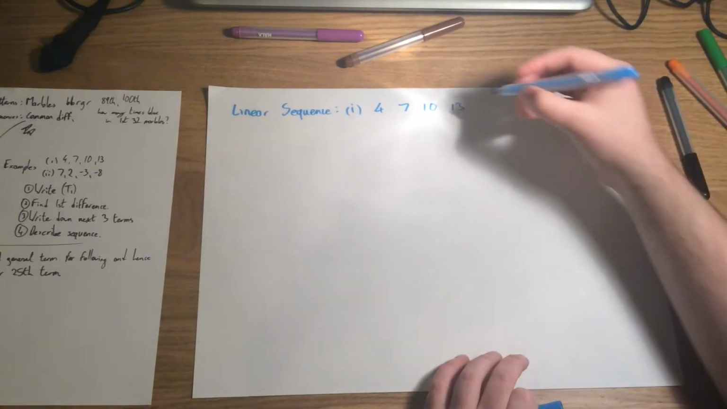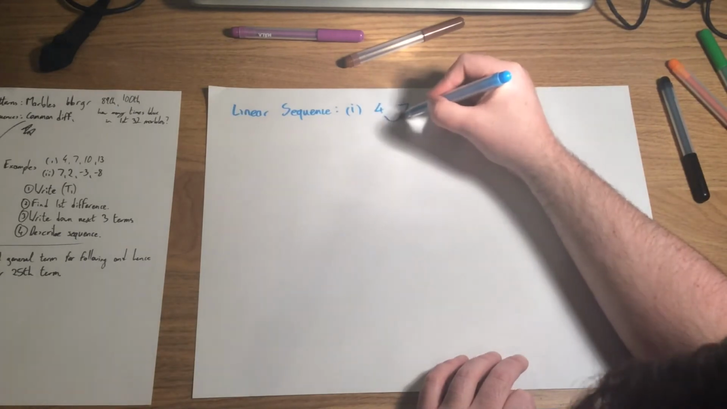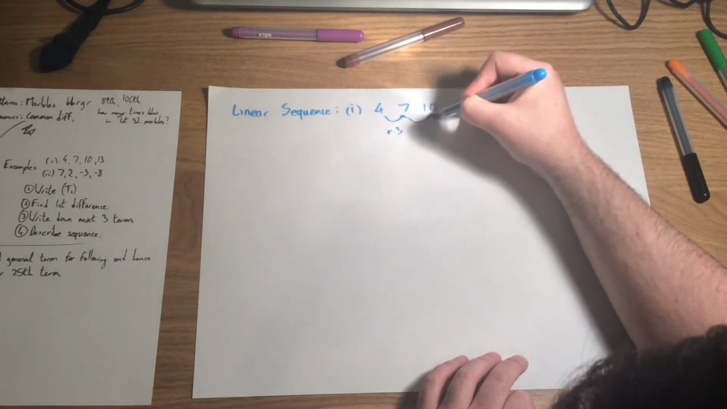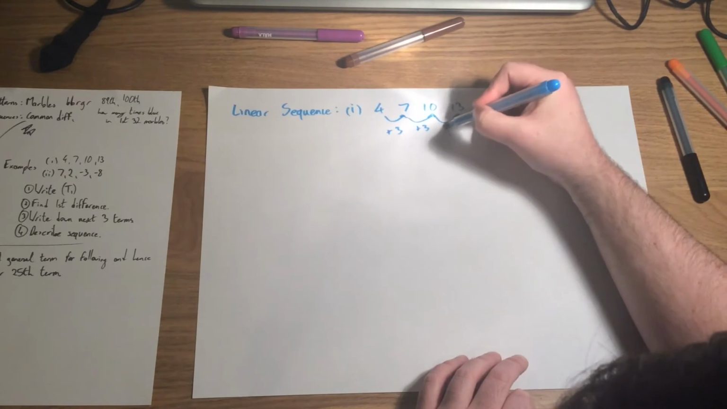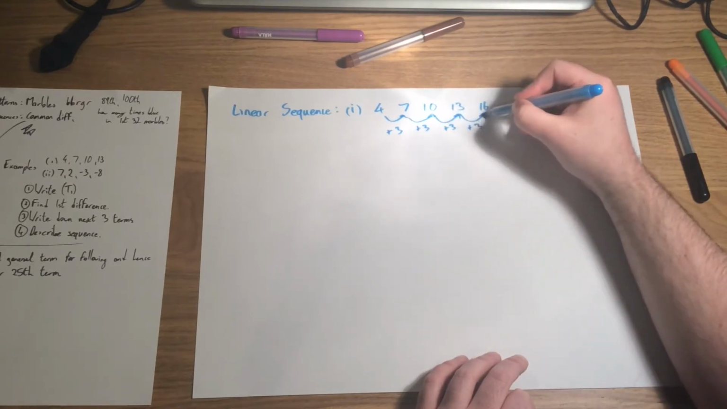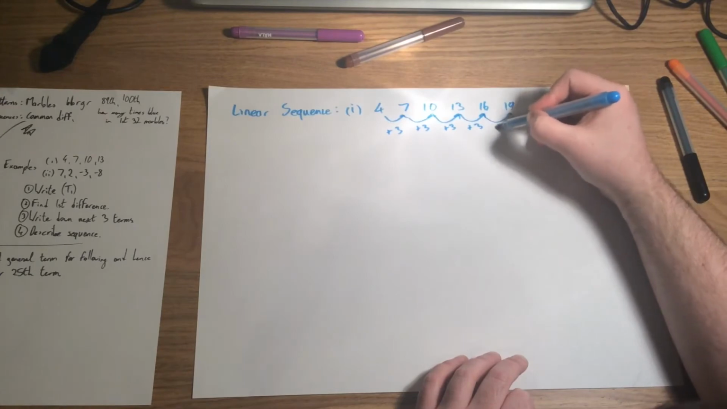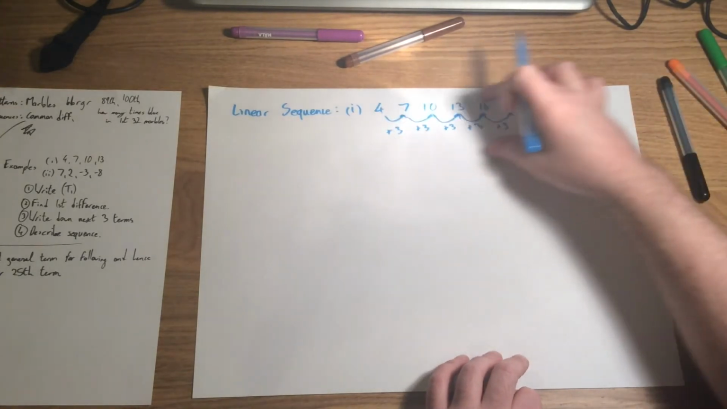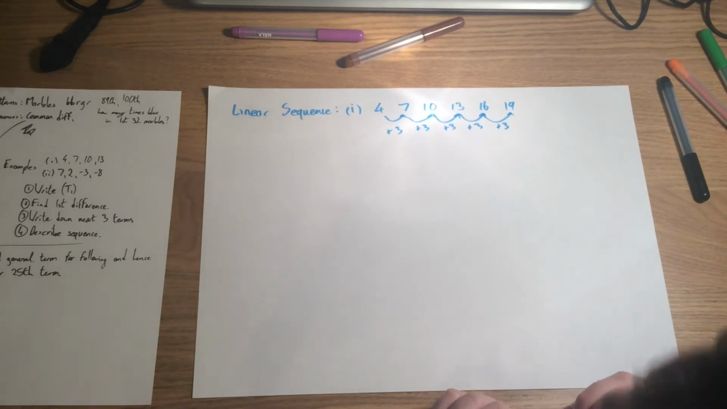Okay, so if you think about it, if you look, it's going up by plus 3, plus 3, plus 3. It's going up by 3 every time. So 16 would be the next one, 19 would be the next one. Okay? And so on and so forth. This pattern can continue on for infinity if you want to look at it that way.